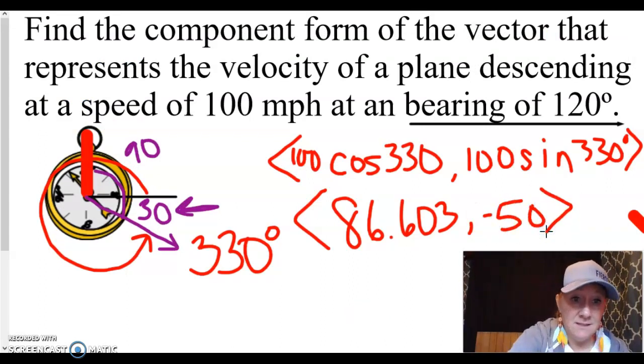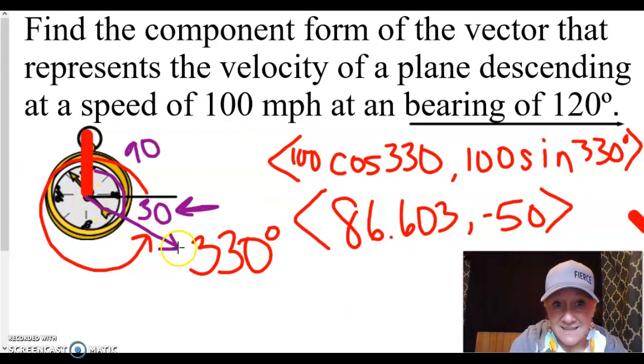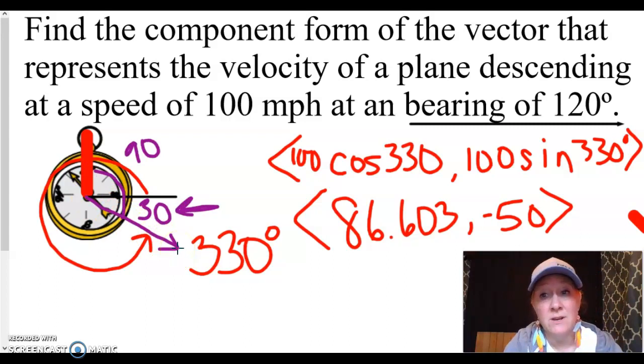So what that means is, see this purple line right here? Where it ends, this dot right here, is 86.603, negative 50 on the graph. So that's what's going on with the vector of that airplane.